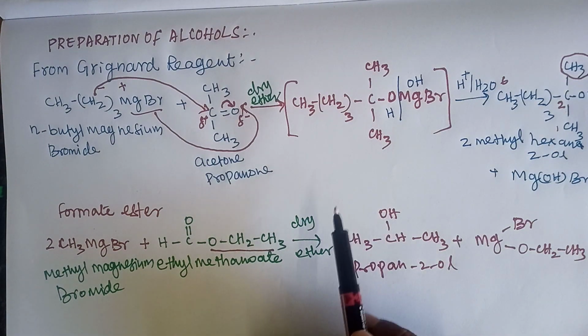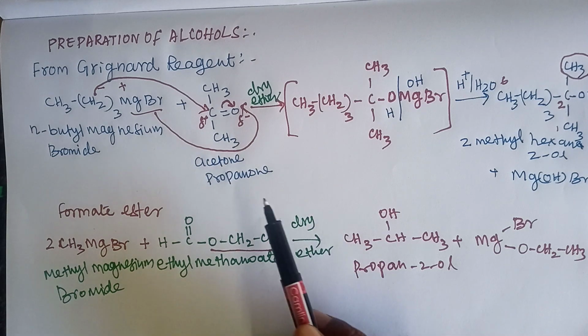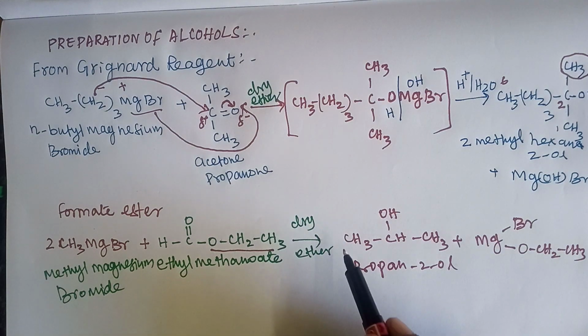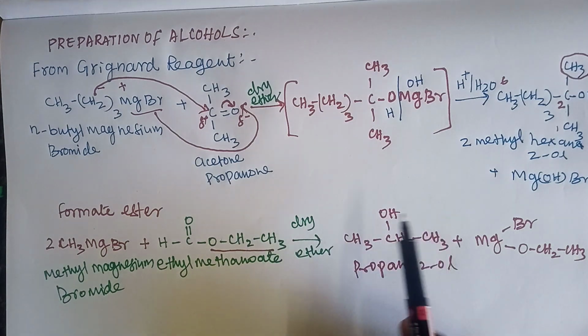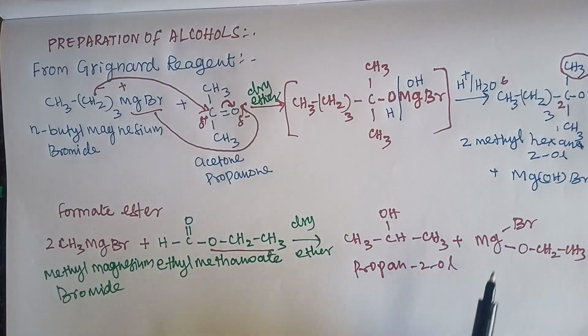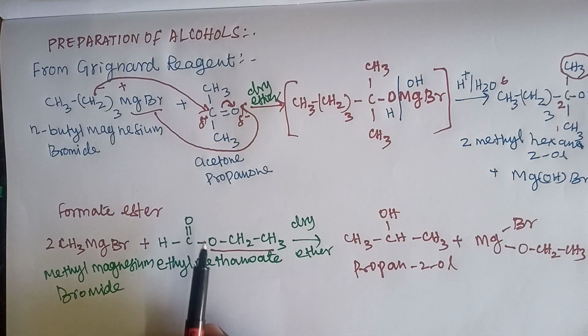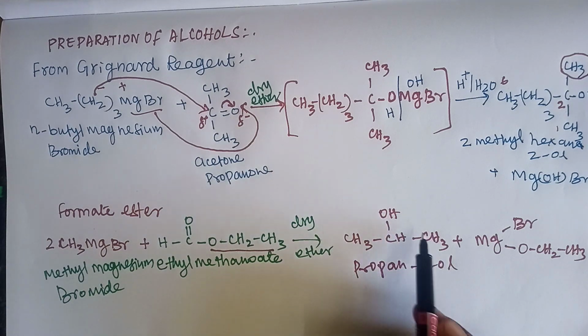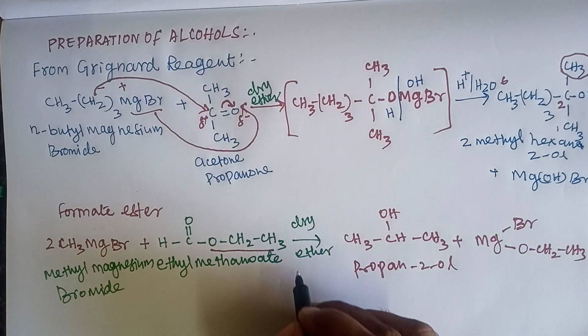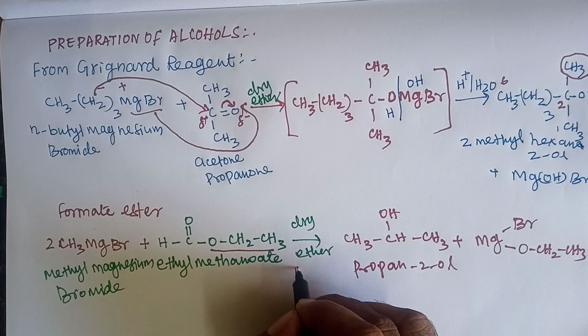If you want to prepare primary alcohol from Grignard reagents, we use formaldehyde. If you use acetaldehyde, it gives secondary alcohol. If you use ketone, it gives tertiary alcohols. If you use esters, it gives secondary alcohol with identical alkyl group.